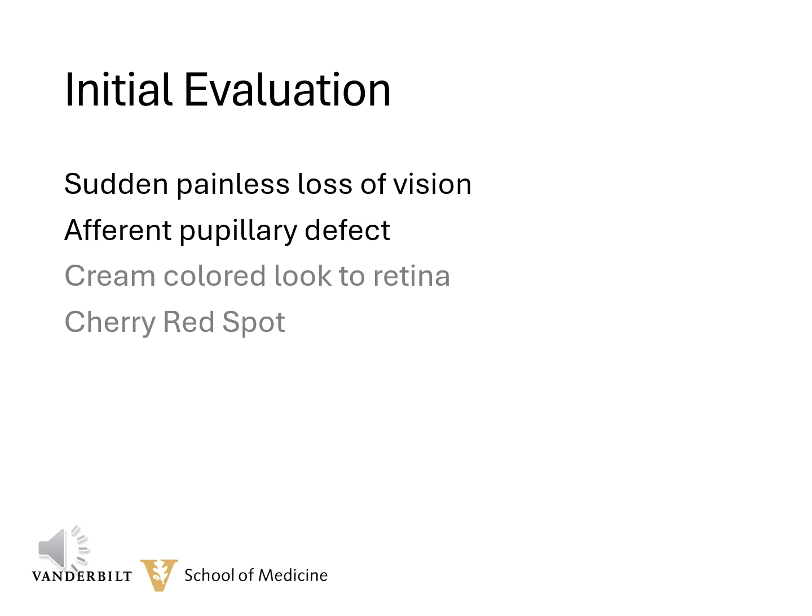At the same time, you can also get light sensitivity. You can go to the good eye and say, okay, if this is 100 watts of power, or if you gave me $1 for this, what would it be in the other eye? And you can quantify the light sensitivity in the poor eye. Now, I grayed out the cream-colored look to the retina and the cherry red spot, because if you find a patient early, they may not have these signs quite yet.